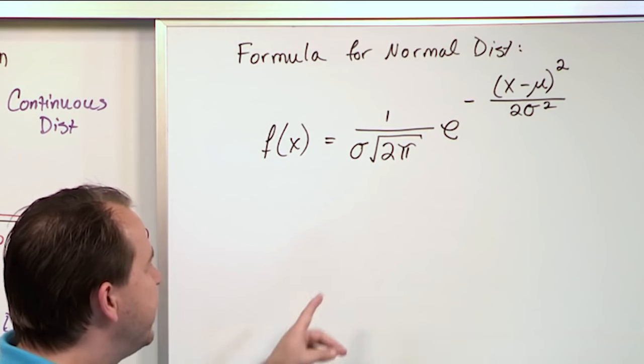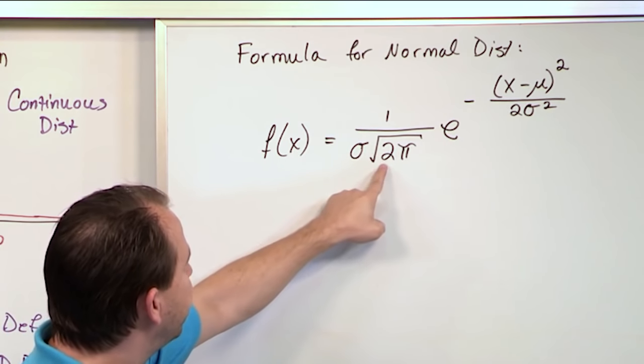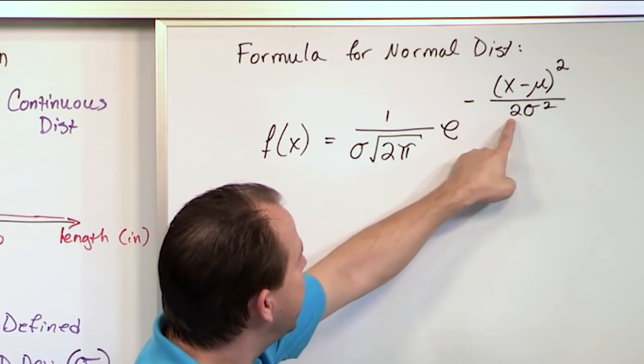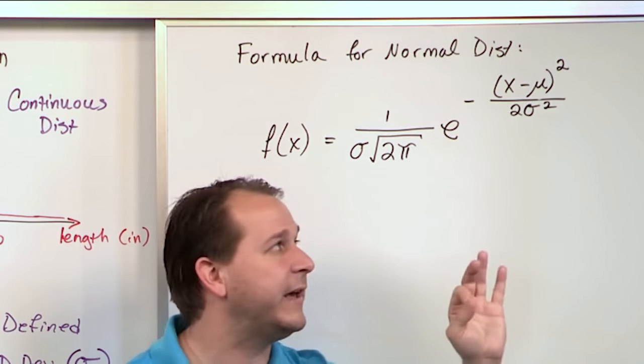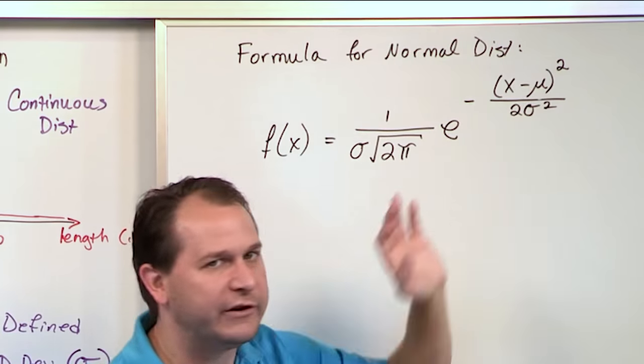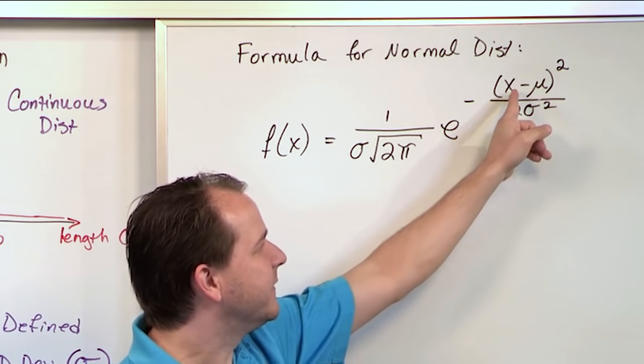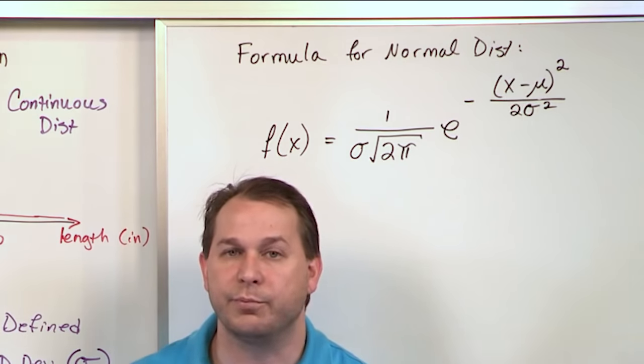So if I knew that, then I would put there's a number, there's a number, there's a number, there's a number, there's a number, there's a number, and there's a number. Once I lock down the mean and the standard deviation, everything in this entire equation is just a number, except for x, right? And that's because you're plotting it.